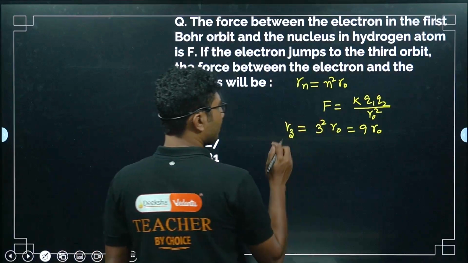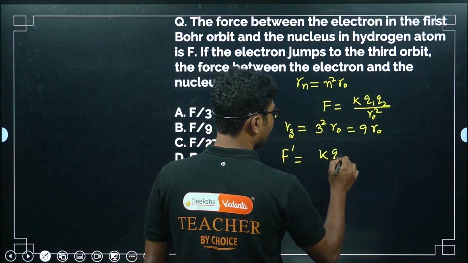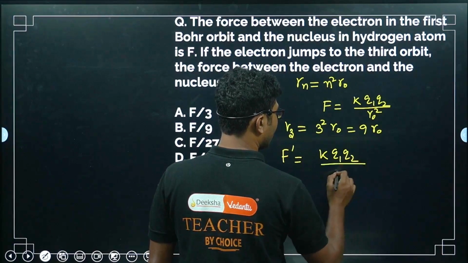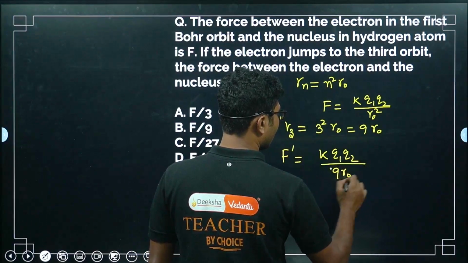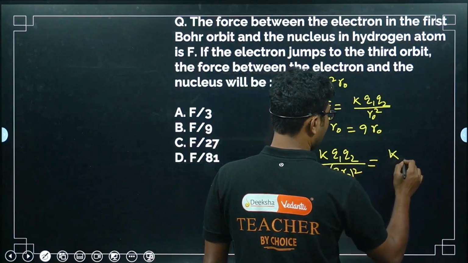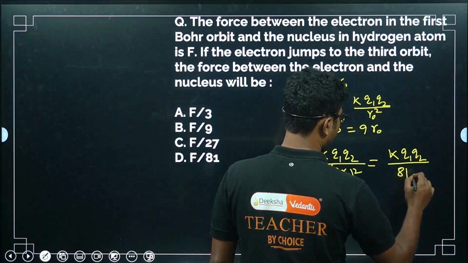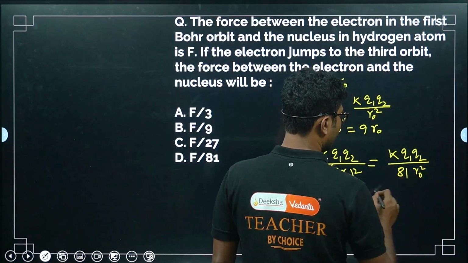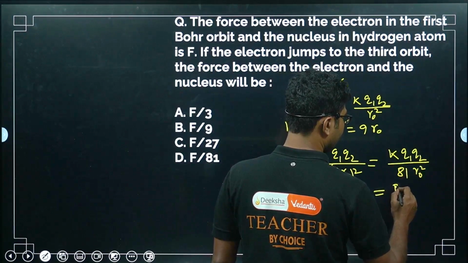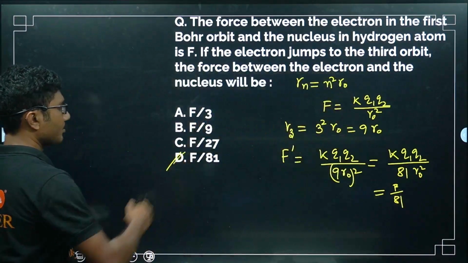Now, what will be the value in this case? Now, F dash is K Q1 Q2 divided by 9 R0 whole square. So it will be K Q1 Q2 by 81 R0 square. So 81 R0 square means it is F divided by 81, right? So the correct answer is option D.